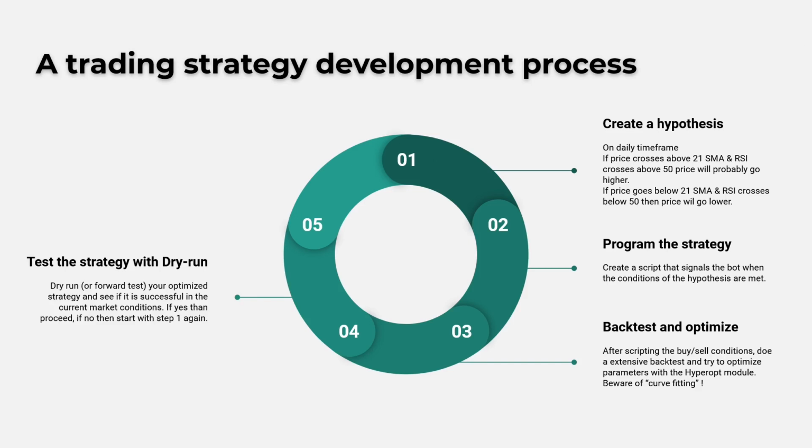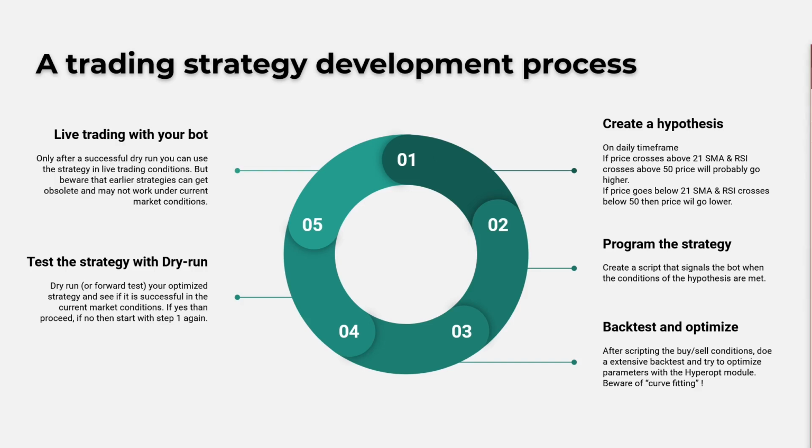The next step is to do a dry run of your strategy to see if the promised performance is also realized on the current market conditions. You should dry run at least a couple of weeks to see how your strategy is working. And the final part of this video is the actual live trading with your found and tested strategy. But beware that after a certain time you should re-evaluate your strategy, because the successfulness of some strategies do not last forever. And then you have to start the whole circle again, of course.